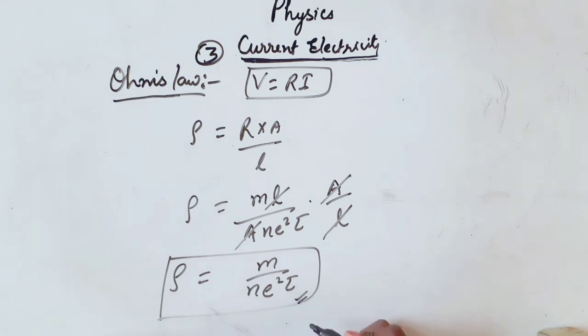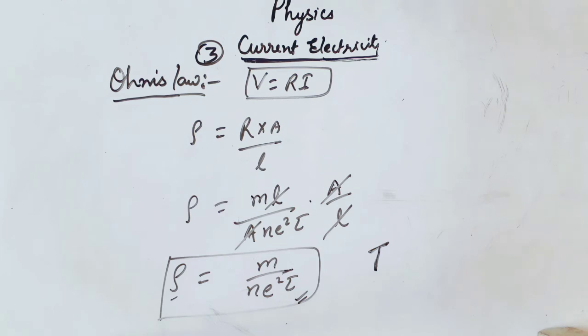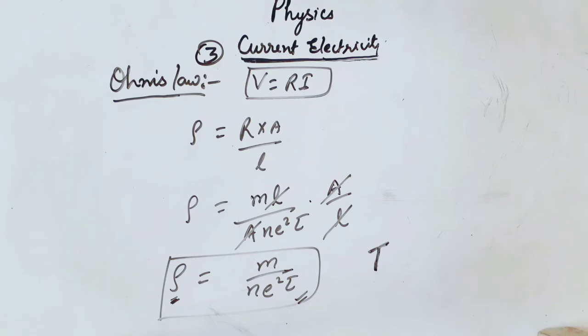In this formula, we see that there is neither length nor area of cross section. So we can say the resistivity of a conductor or of a material does not depend on the length of the conductor or the area of cross section of the conductor. It depends only on two factors: one is temperature, and another is the nature of the material, which will be discussed in my next video.